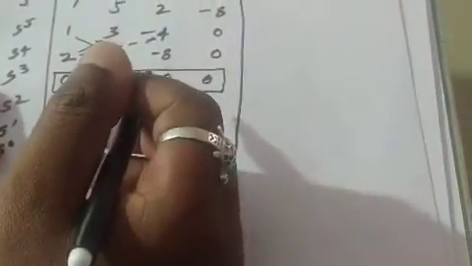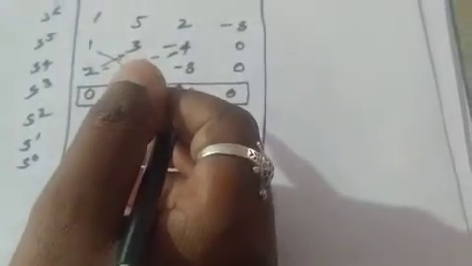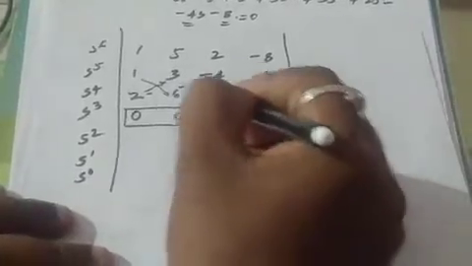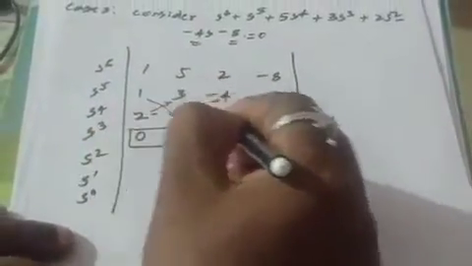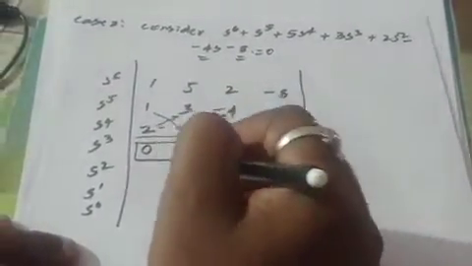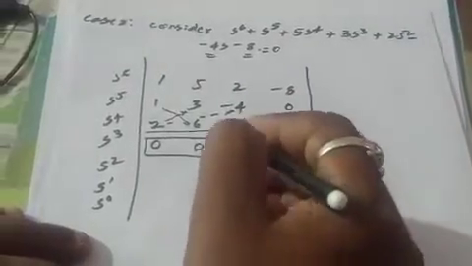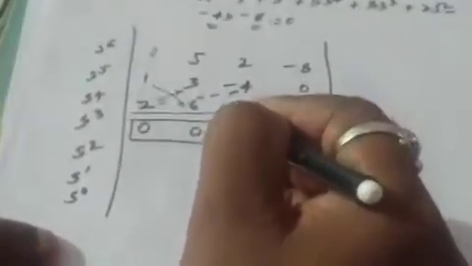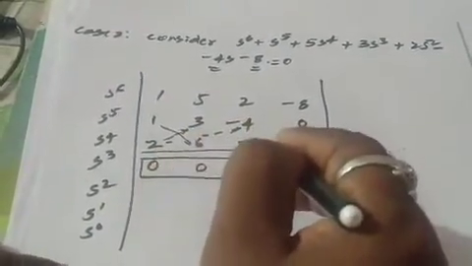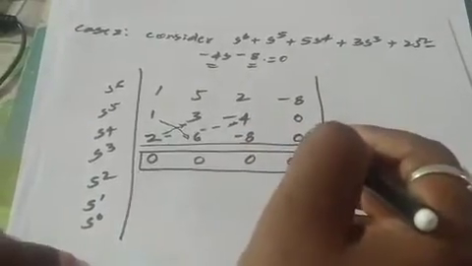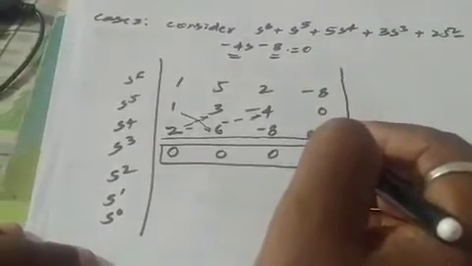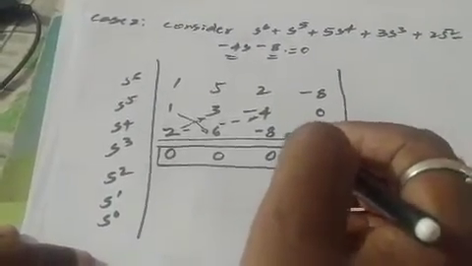So what you have to do? When you get a row where all the elements are 0, you consider the row just above it. Once any row of the Routh array is 0, you consider the coefficients of the row just above that 0 row. Using these coefficients, you form the auxiliary equation. So how are you going to write the auxiliary equation?